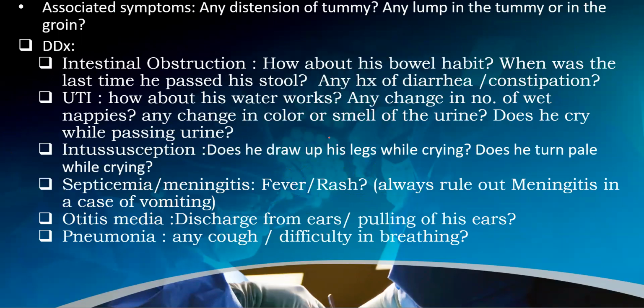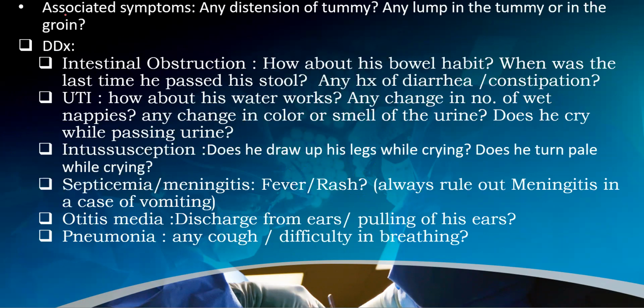Now, after HOPC, our format is always the same. After HOPC, we ask associated symptoms. So what are the associated symptoms with vomiting? Someone who is vomiting can usually have abdominal pain, abdominal distension. These are mainly what we want to find out. Sometimes we also want to find out any sign of intestinal obstruction.